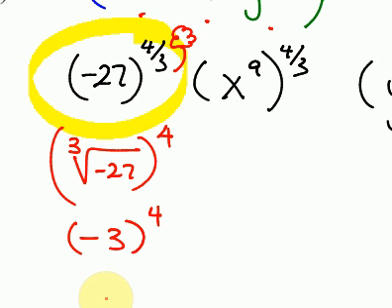Mehdi, what's up? Yes. Why is it x to the power of 9? 6 minus negative 3 is 9. You see here, x to the power of 6, x to the power of negative 3. When you're dividing, you subtract. Okay. So what's negative 3 to the power of 4?